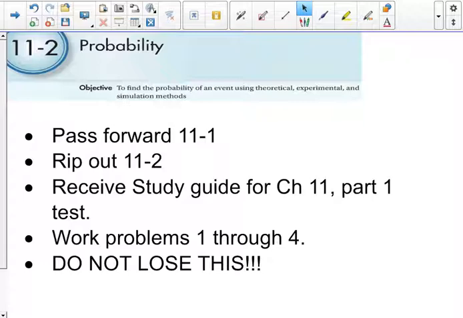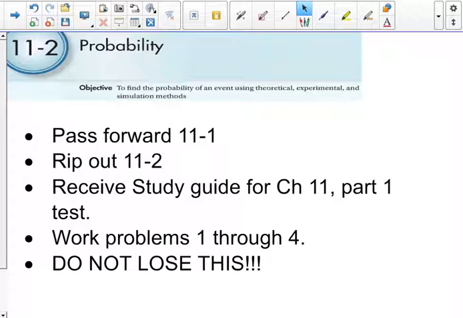Okay, so our lesson today is about 11.2 probability, and our objective is to find the probability of an event using theoretical, experimental, and simulation methods. So we're not going to work every single problem on this. I'm trying to streamline this chapter and get us through it as quickly as possible so we can end our year going through most of the material.